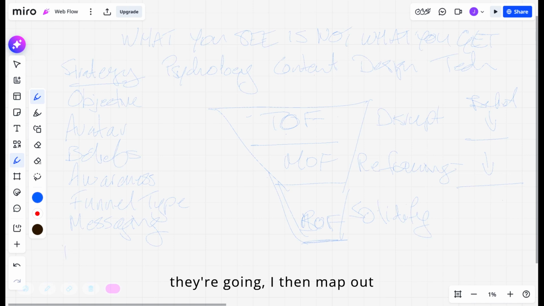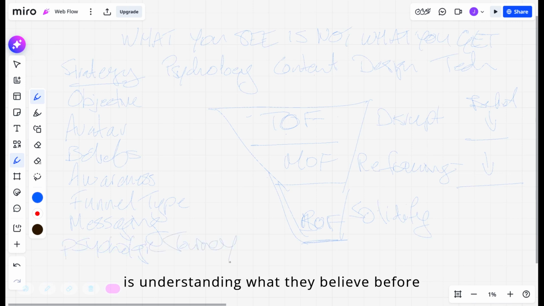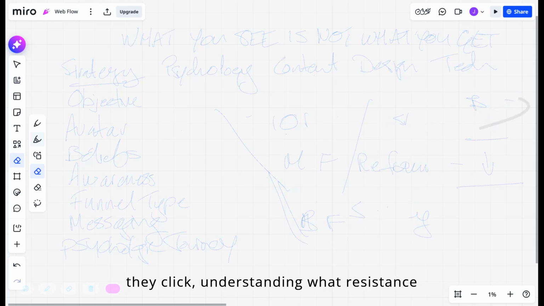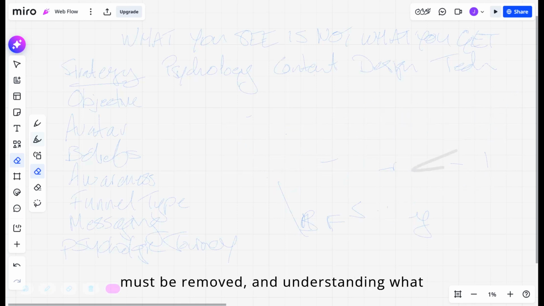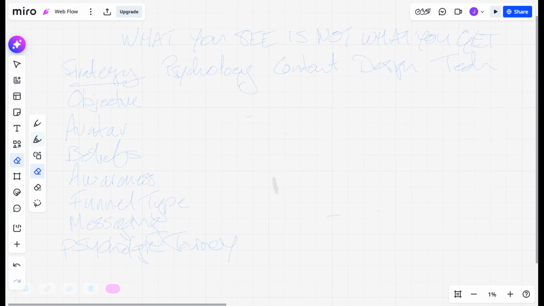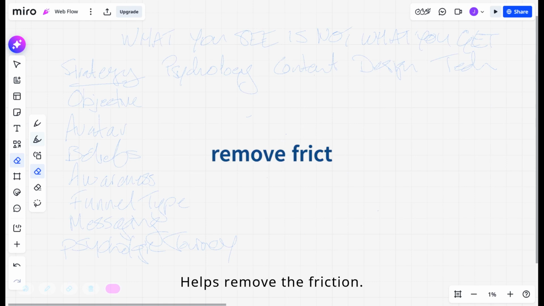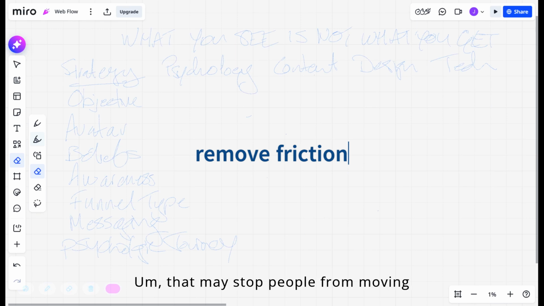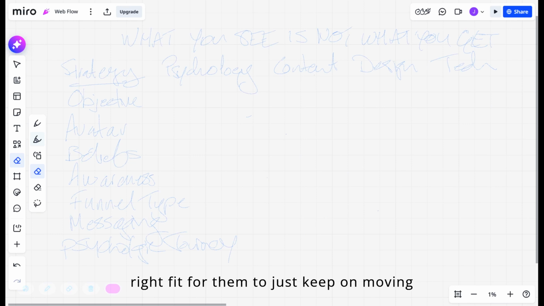I then map out the psychological journey. The psychological journey is about understanding what they believe before they click, understanding what resistance must be removed, understanding what shifts they need to make to get through to the end of the funnel. They're the little triggers and tricks that help remove the friction that may stop people from moving forward. It just feels like the right fit for them to keep on moving to the next step.